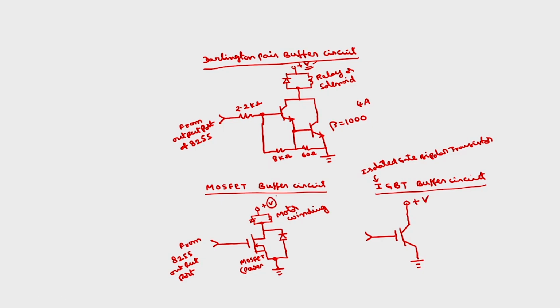So, this volts depends upon the capacity of this motor winding. Okay. Here also we are going to connect the motor winding to the drain. Here also we are going to connect the motor winding. This is from 8255 output port.